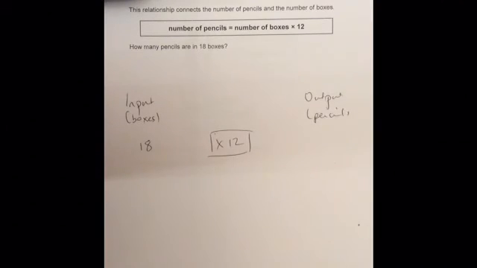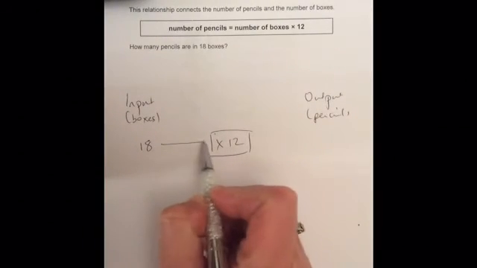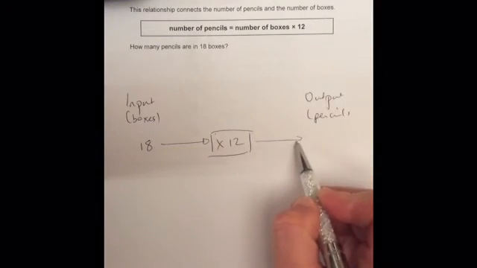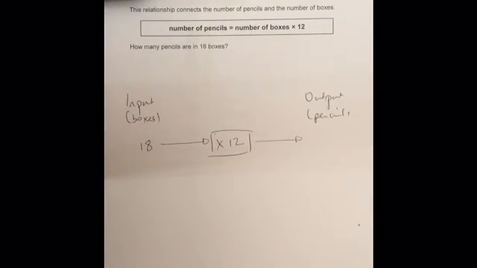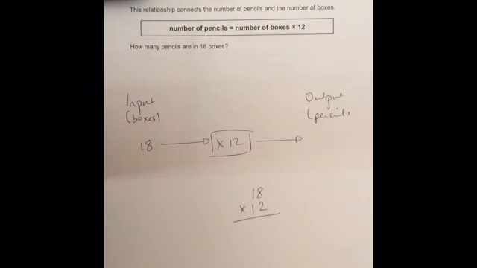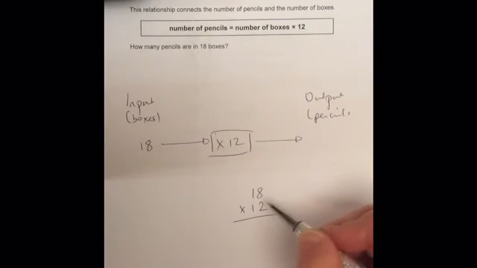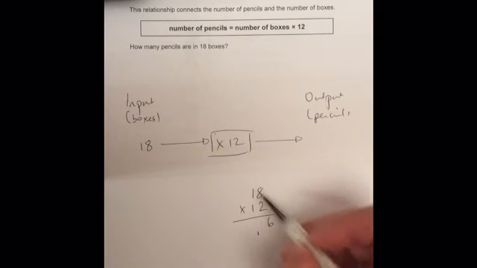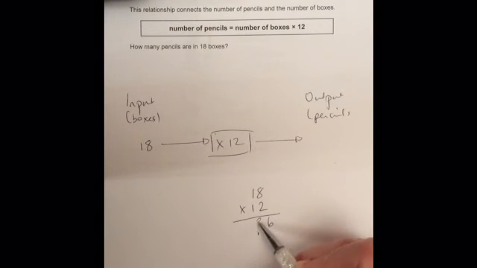So here is my function machine. I put in the number of boxes, I multiply it by 12, and then my output is the number of pencils. Okay, so I'm going to do a column method for multiplication because I'm not entirely sure I can do that one mentally. So 2 times 8 is 16, 6 carry the 1. 1 times 2 is 2 plus 1 is 3.